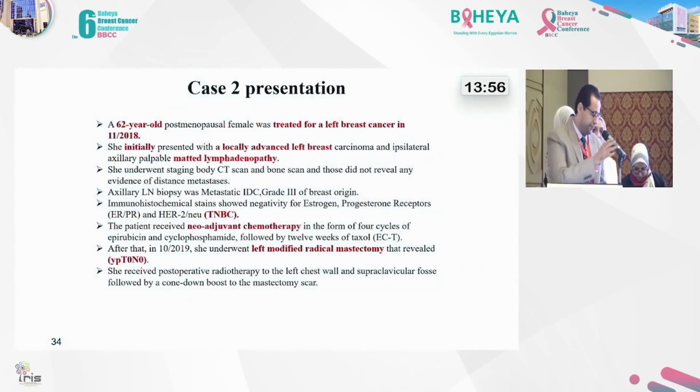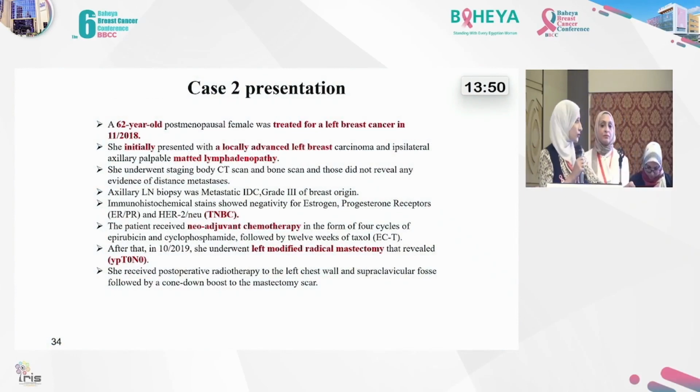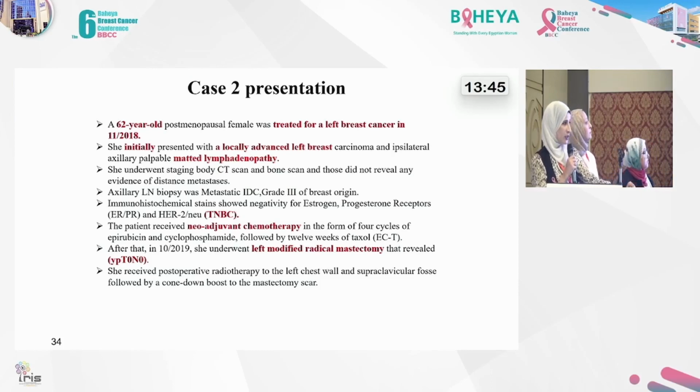Now we'll discuss the second case. We have a 62-year-old postmenopausal female who was diagnosed with left breast cancer in 2018. Initially, she presented with locally advanced left breast cancer and ipsilateral axillary metastatic lymph nodes. She underwent staging that showed no metastasis, and the axillary lymph node biopsy showed metastatic invasive duct carcinoma of breast origin. ER, PR, and HER2 were negative.